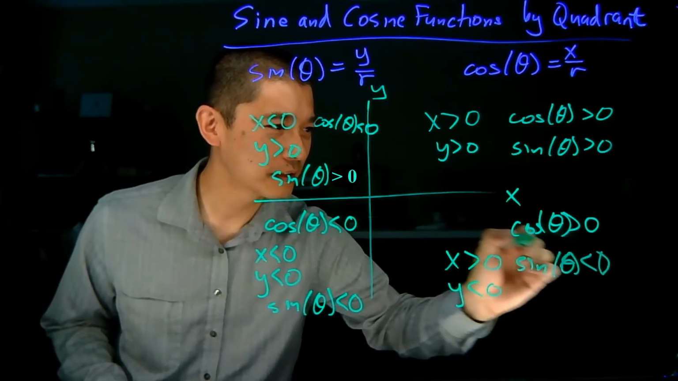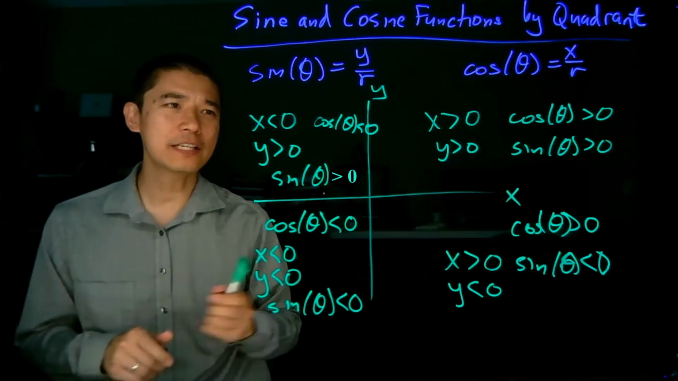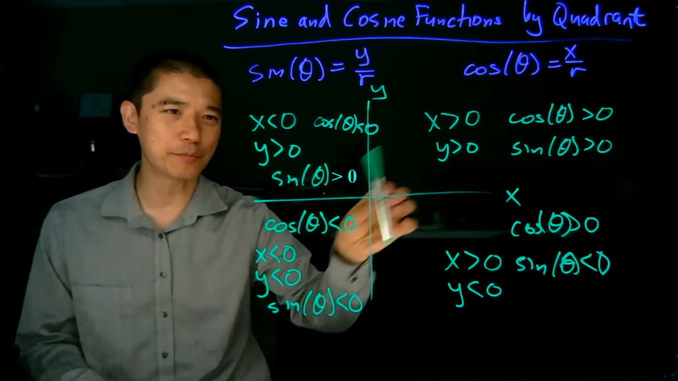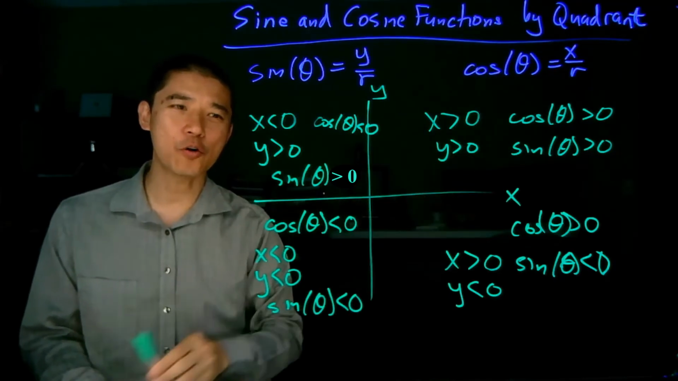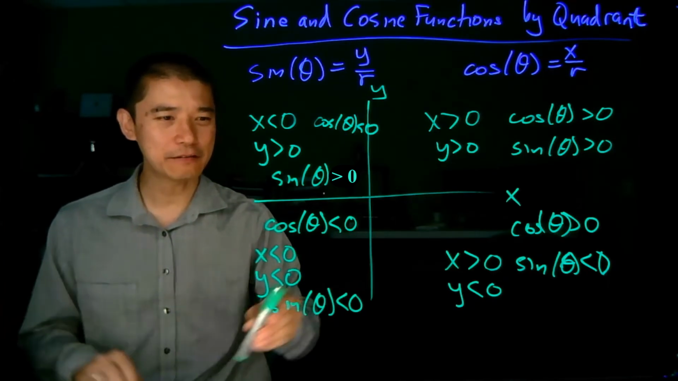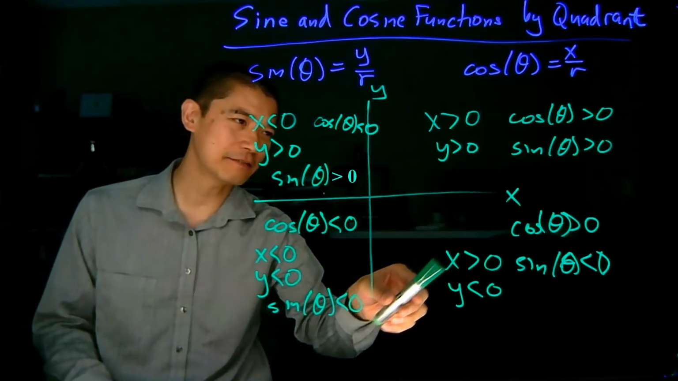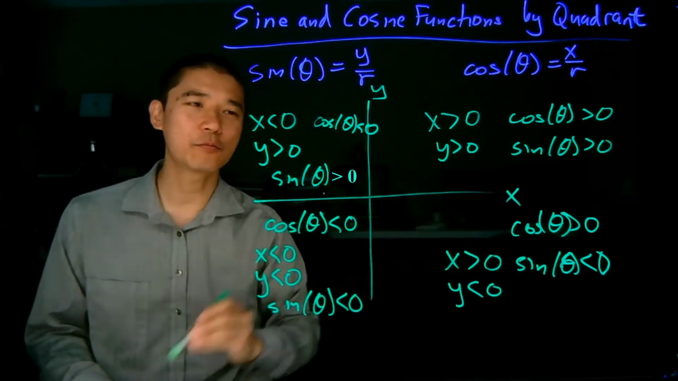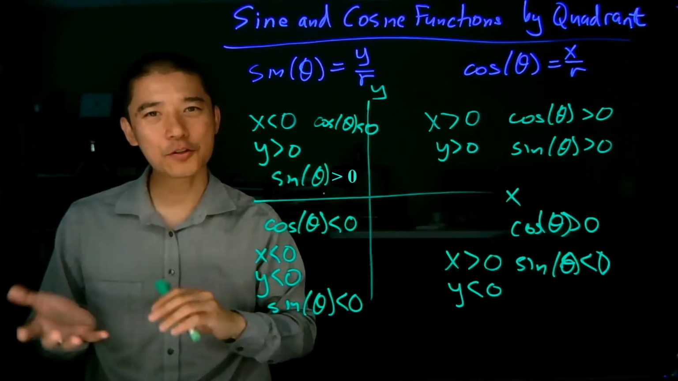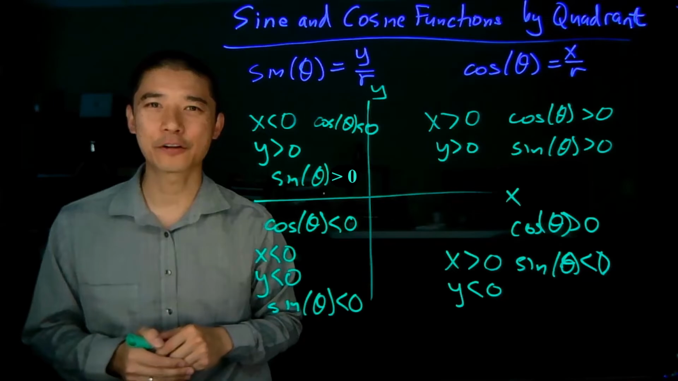And so this is really interesting because what it means is that by looking at whether the sine and cosine functions are positive or negative, we actually know what quadrant the angle is going to be in. So if we have them both negative, we're going to be in quadrant 3. If cosine is positive and sine is negative, we're in quadrant 4. And so this is a useful geometric relationship to keep in the back of your head as we look at sine and cosine functions of various angles.